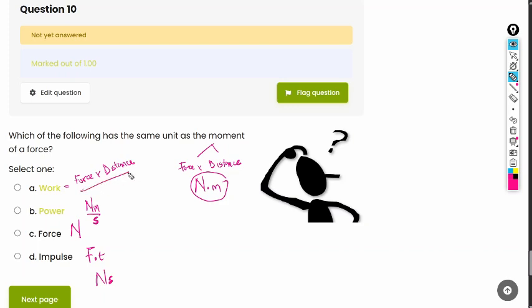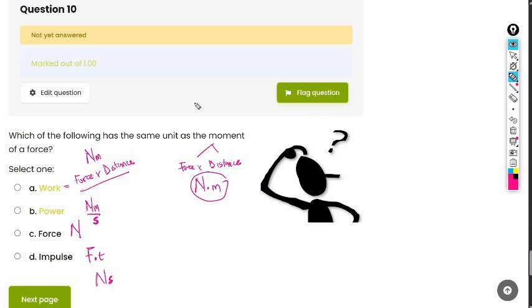So they are exactly the same. The difference is that moment is force times perpendicular distance. That's just the difference, right? So moment produces a turning effect. But they have the same unit fundamentally: Newton meters. So the correct option is option A.